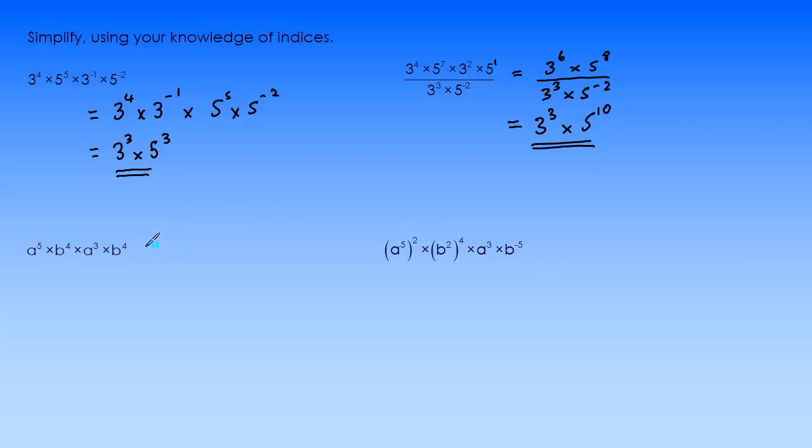Now exactly the same idea here. a to the 5 times a cubed, so I'm bringing the a's together. b to the 4 times b to the 4. Now we have the same base here, they're both a. So when multiplying, we can add the indices. So that's a to the 8. And the same thing here with the b's. 4 add 4 gives us 8. And using good algebra, we should write that as a to the 8, b to the 8 without the multiplication sign.